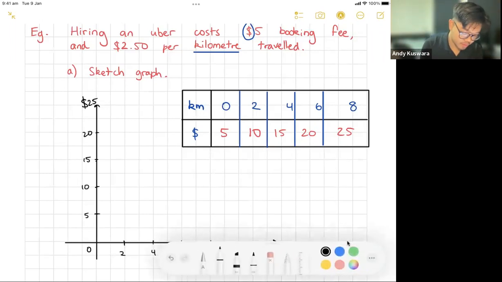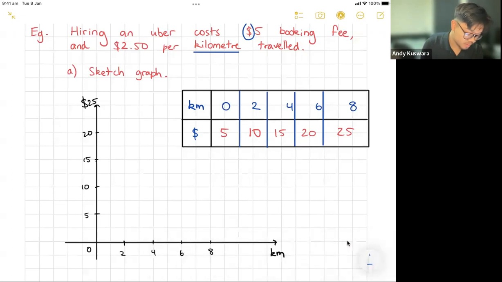So that means for 0 kilometers, I have to pay $5. For 2, I'll have to pay 10. For 4, I'll have to pay 15. For 6, I'll have to pay 20. And for 8, I'll have to pay 25. Of course, if you do this, please do me a favor and do your table of values a little bit separately. Now I can draw a line that looks like this, and that's it.